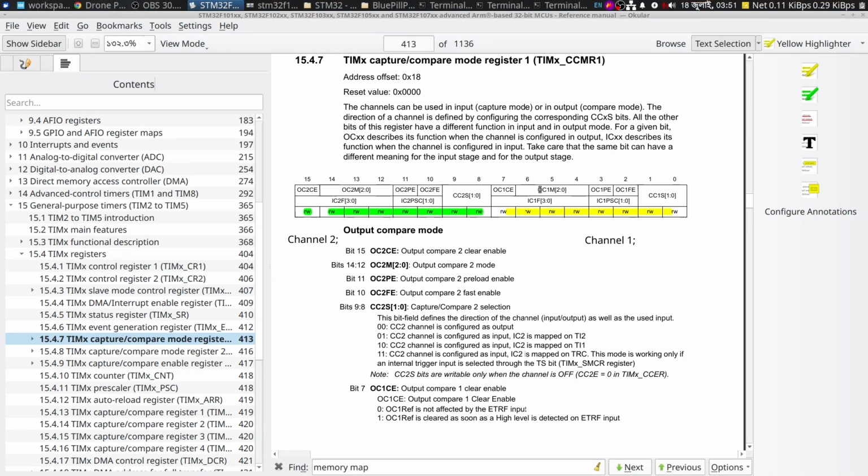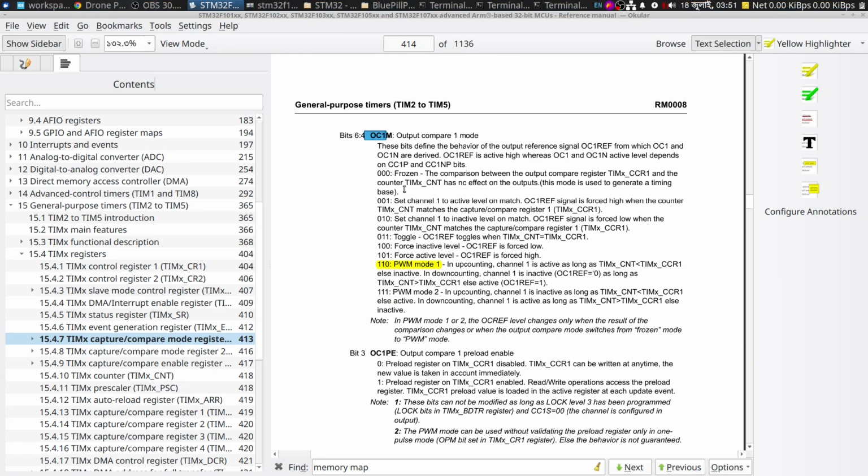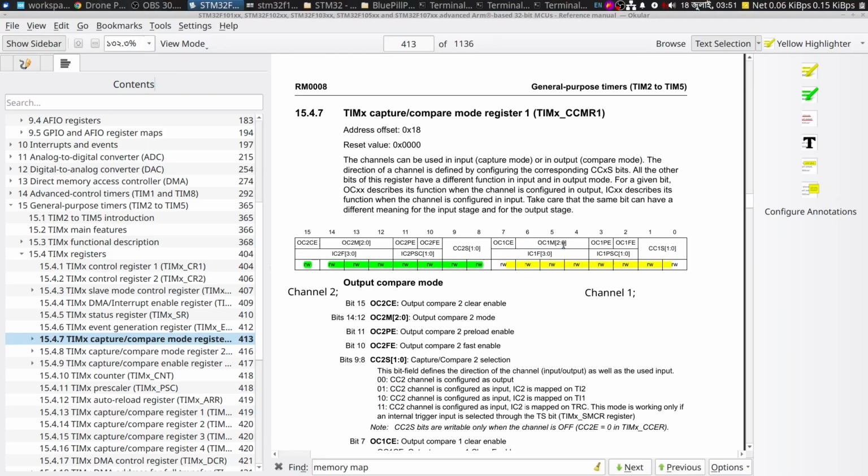What we want here is the output compare OC1. For OC1, we want pulse width modulation mode 1, so it is 110. To configure it, we want it to be 110. This is for channel 1, and this is for channel 2. This is the capture compare mode register 1.